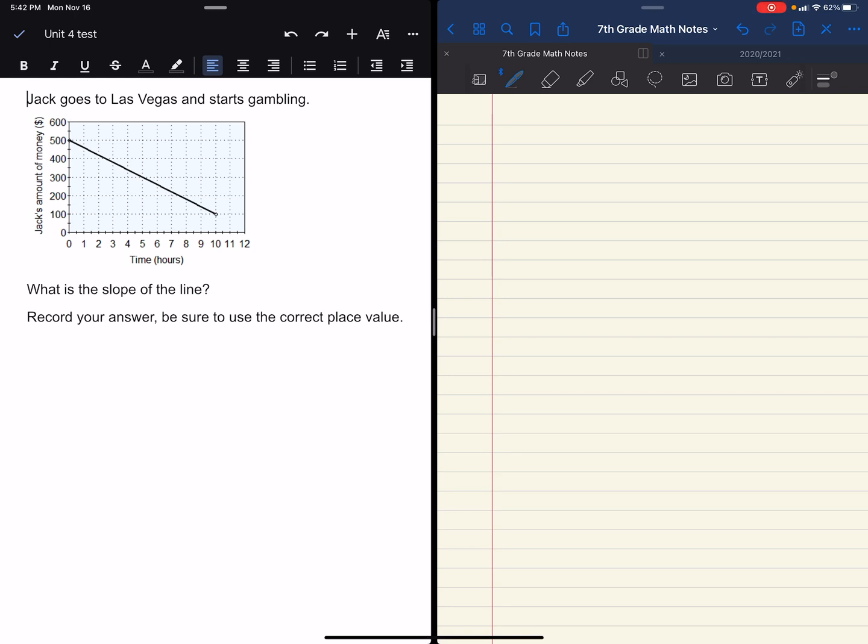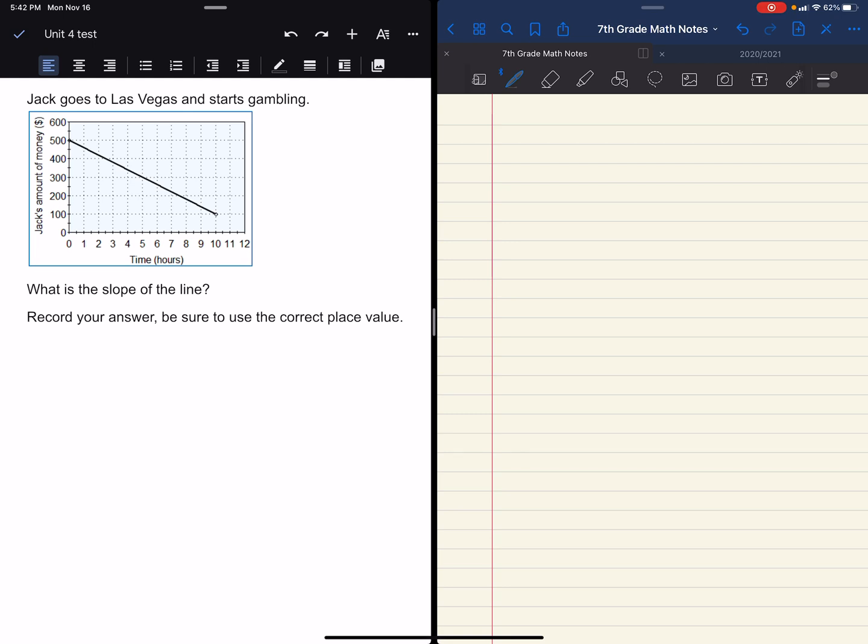My y-axis is Jack's amount of money. It goes from 100 to 200 to 300. I'm looking at the scaling, so it looks like each tick mark is 50. And then my x-axis is the time in hours, and it looks like it's just going by ones. So every tick mark would be half an hour, right? That's important because I need to find the slope of the line.